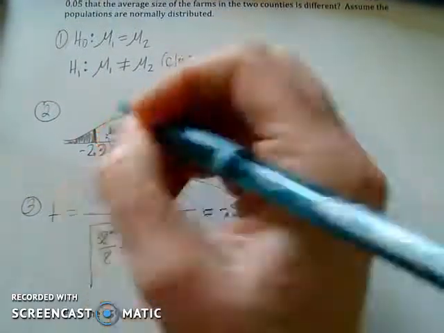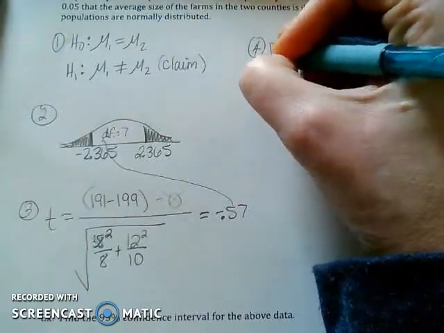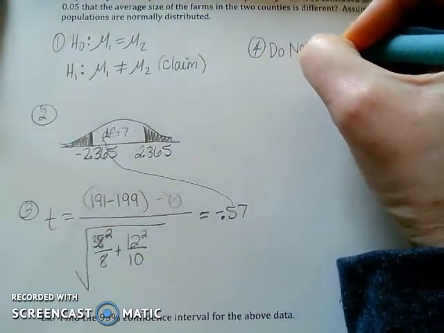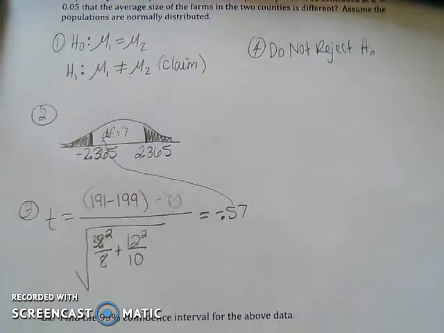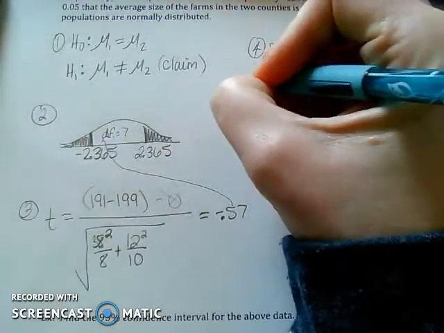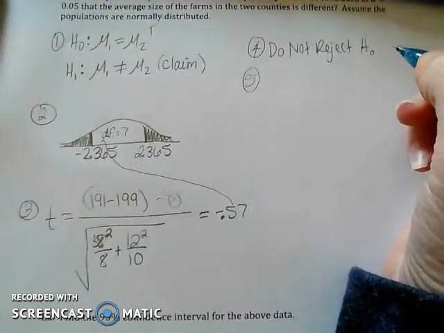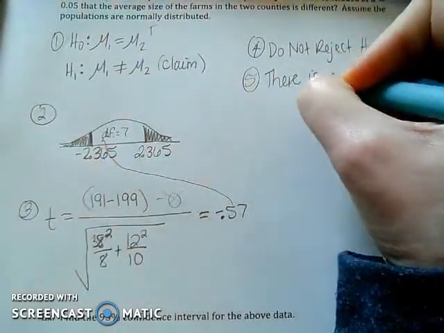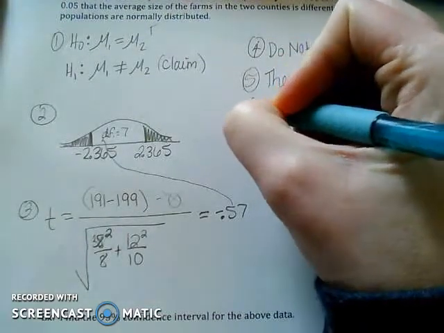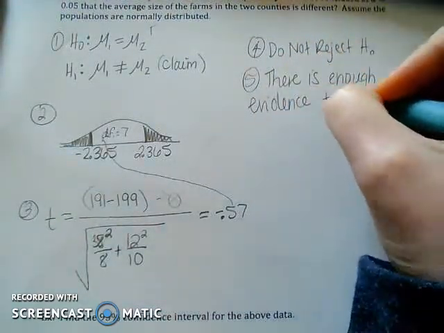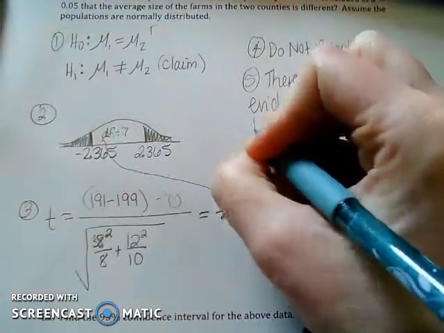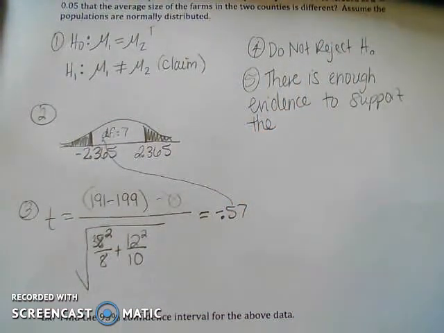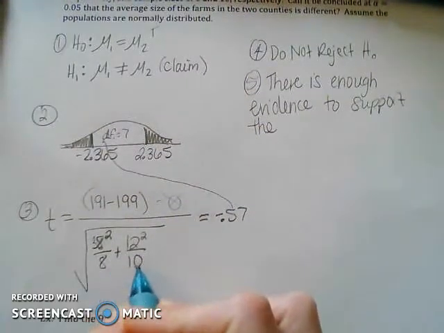So that is going to be over here. So step 4 is going to be do not reject H sub 0. So we're not rejecting, meaning this one is true, but we always have to talk about the claim in step 5. So we would say there is not enough information or evidence to support the claim or conclude. If you want to use the word conclude, that's fine. Just do not use the word prove. If you say prove, it's going to be counted wrong because we're not proving anything. We're just making a statement based off of our very limited data of 8 farms and 10 farms.